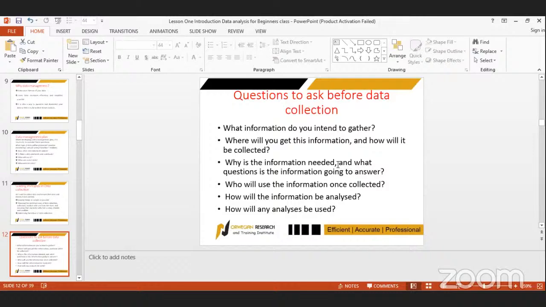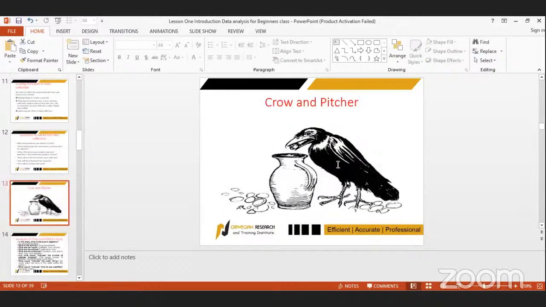Where will you collect it? Why is the information needed and what question is the information going to answer? Who will use the information that has been collected and how will that information be analyzed? How will the analysis be used, or who requires my data? Okay, so that is the central process in what we call the data management process.